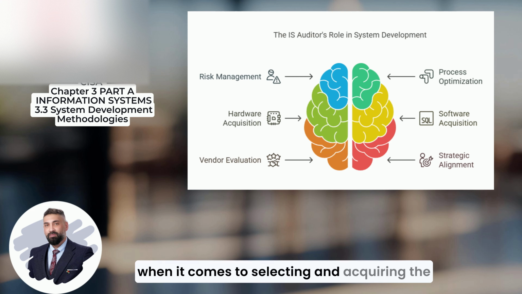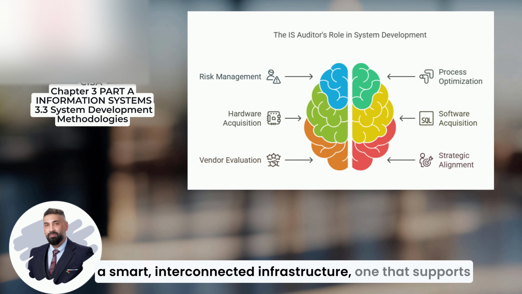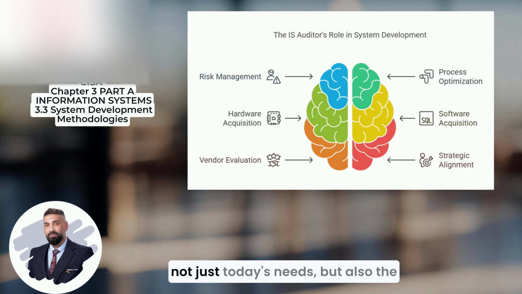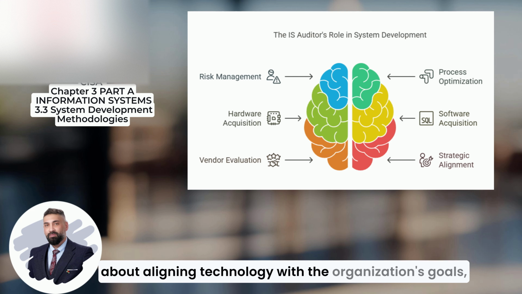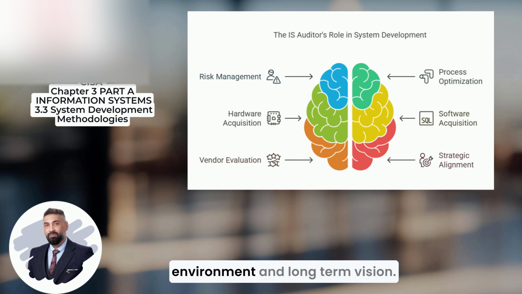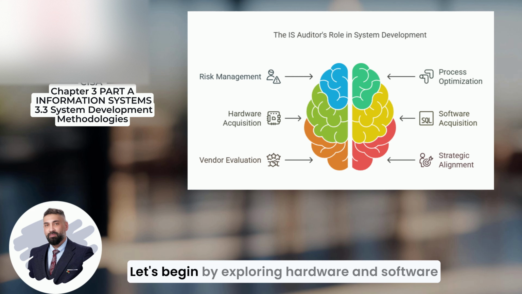When it comes to selecting and acquiring the right hardware and software for an organization, the process is much more than just picking out a few pieces of technology. Imagine this as designing the foundation of a smart, interconnected infrastructure, one that supports not just today's needs, but also the unknown challenges of tomorrow. At its core, this complex process is about aligning technology with the organization's goals, environment, and long-term vision. Let's begin by exploring hardware and software acquisition step by step, crafting a strong blueprint, the power of specifications.